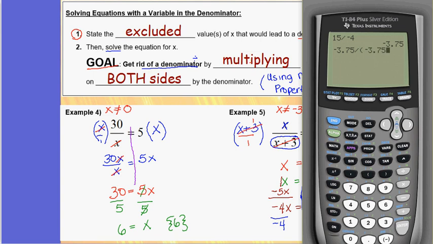negative 3.75 plus 3 more. I have to close it. Now the calculator will follow PEMDAS. It'll evaluate this denominator, which is negative 0.75, and it will then divide. And we will end up with 5. So we have found the correct answer.